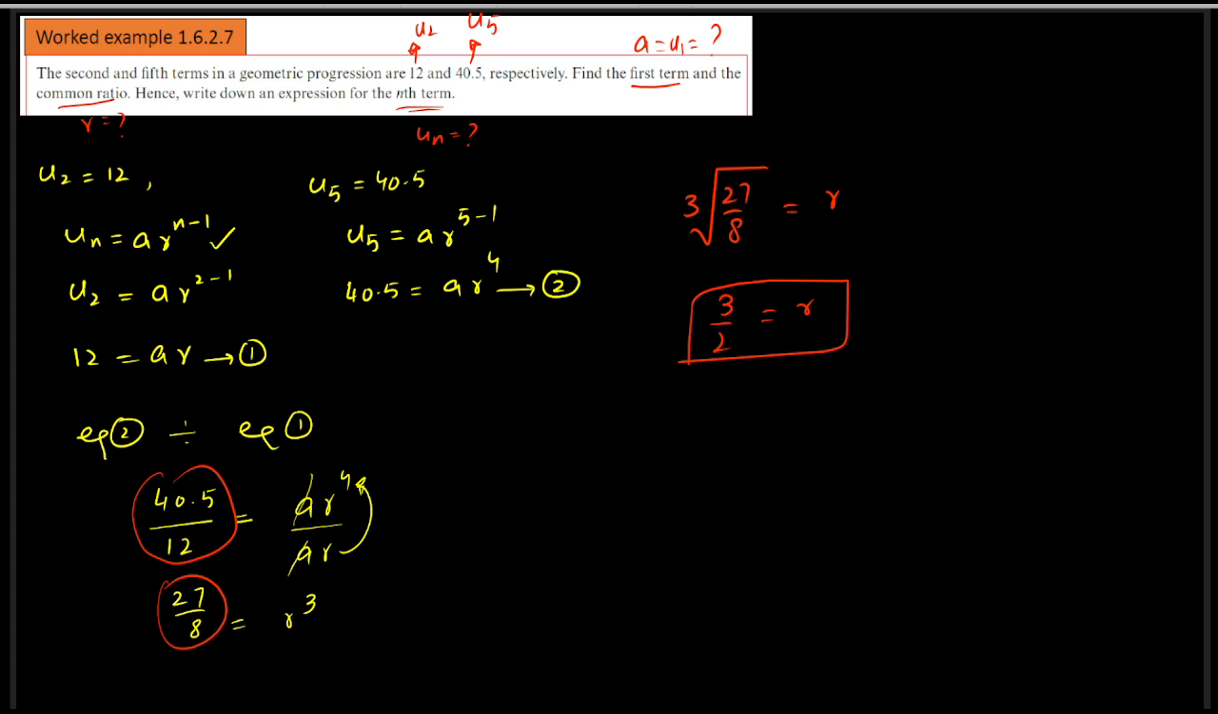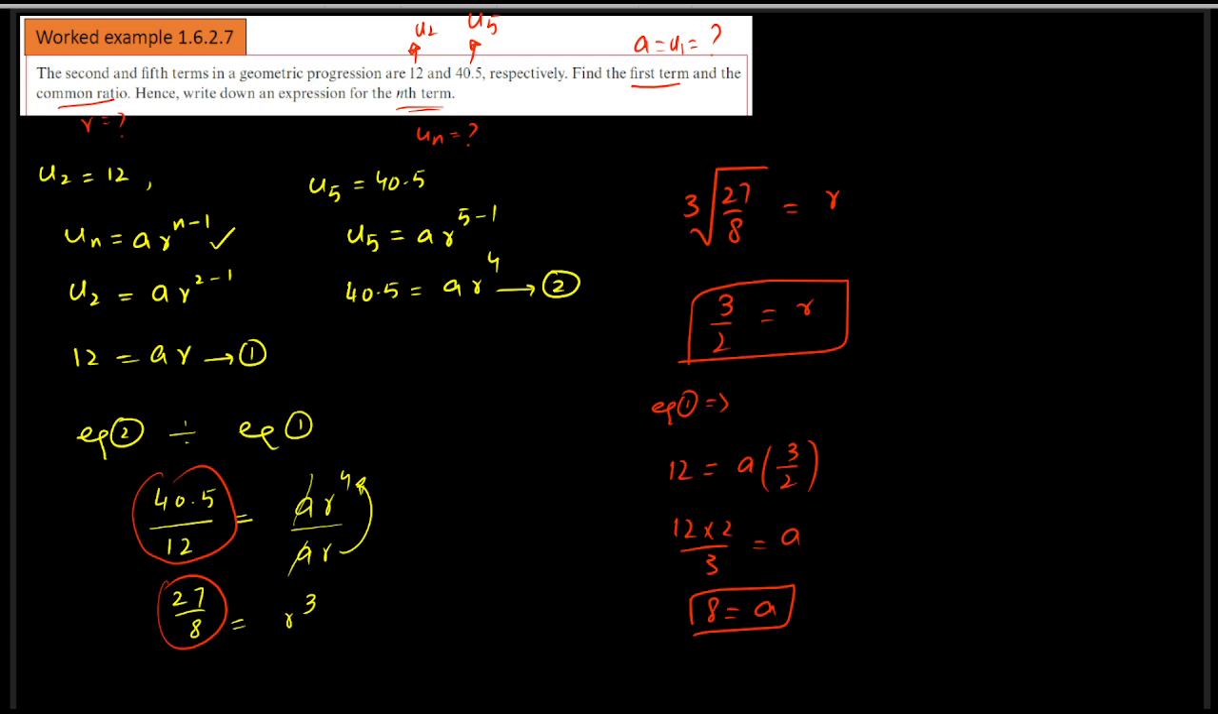Now we need first term. For first term, substitute value of r in equation 1. If we put r in equation 1, we have 12 equals a into 3 over 2. 12 times 2 divided by 3 is equal to a. So this is 8. 8 is equal to a. So the first term of progression, a, is equal to 8.